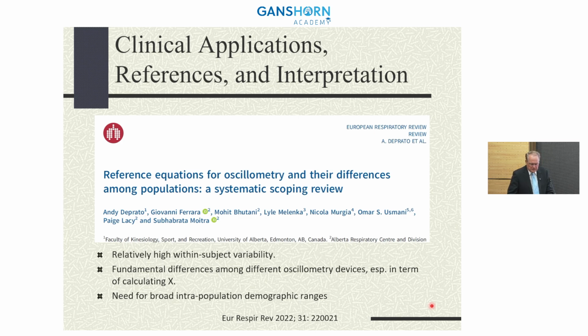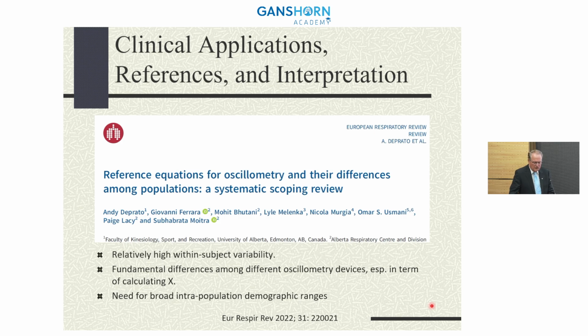In this paper that was published in 2022 in the European Respiratory Review, they looked at oscillometry and the differences amongst populations. They did it systematically. They noted that there's a relatively high variability, which is why the responses have to be larger. So in spirometry, we look at a 10% response or change in bronchodilator. It's much larger in oscillometry because of the added within subject variability of the test itself.